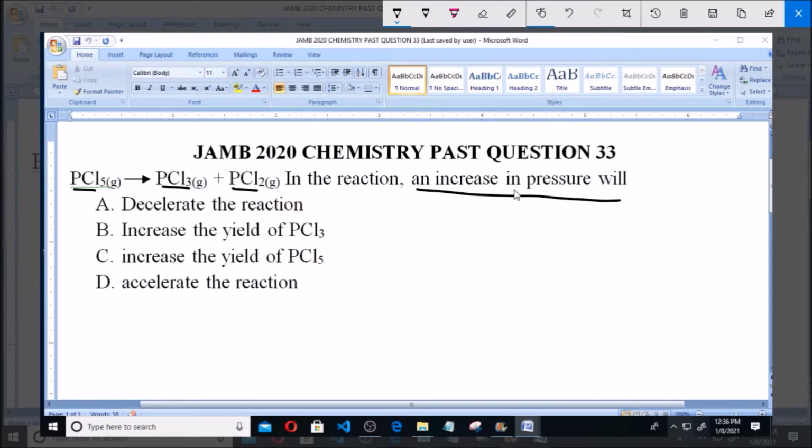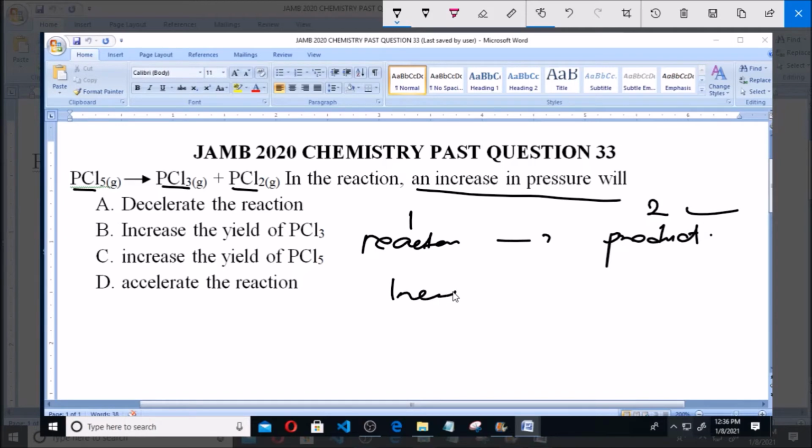Now, the effect of pressure on this equation depends on the amount of substance in the reactant and also in the product side. Now, the number of moles of reactants here is 1, and the number of moles of the products, combining that of the phosphorus 3 chloride and the phosphorus 2 chloride, will give us 2. 1 plus 1 will give us 2. Now, that is, the product has more substance than the reactant.